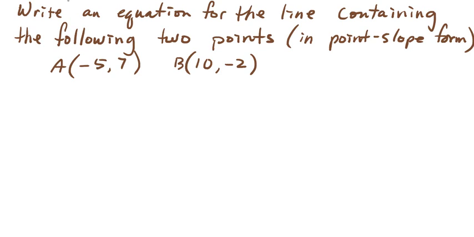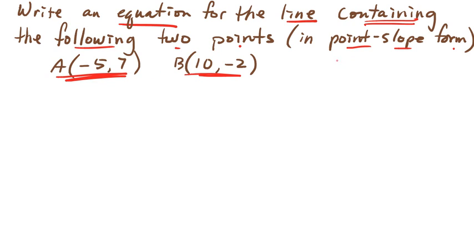So in this example, I'm asking you to write an equation for the line that contains the following 2 points. And I want this in point-slope form. So here are the 2 points. Here's point A, here's point B.